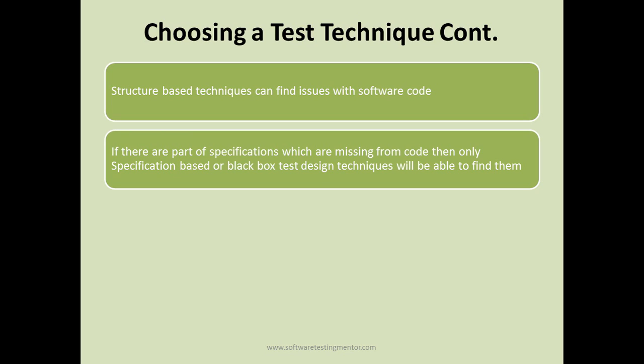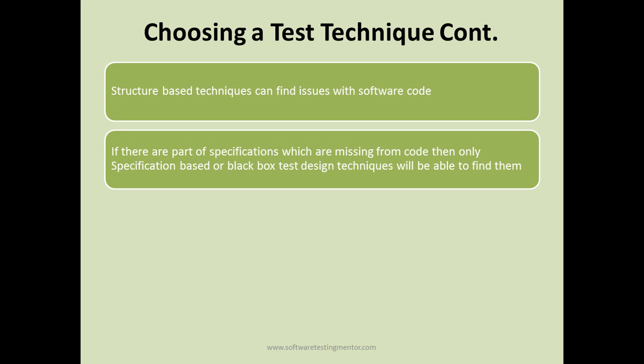And if there are parts of the specifications which are missing from the code, then only specification-based or black box test design techniques will be able to find them. Suppose you have a specification, a requirements document, and the code that is being delivered misses that requirement. In that case, only black box test design techniques will be able to find those missing requirements that are not implemented in the code, because you will be doing functional testing. So your test cases will be mapped back to the requirements.